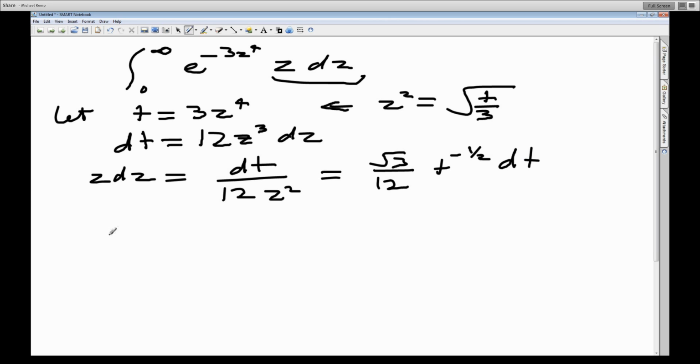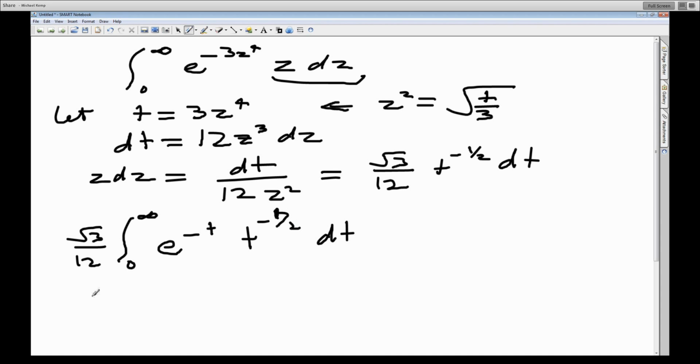If you look at the limits, when z is 0, t will be 0. When z is infinity, t is infinity. And so the limits don't change. It's still 0 to infinity. We have e to the minus t by construction, and the z dz becomes root 3 on 12 t to the minus a half dt.